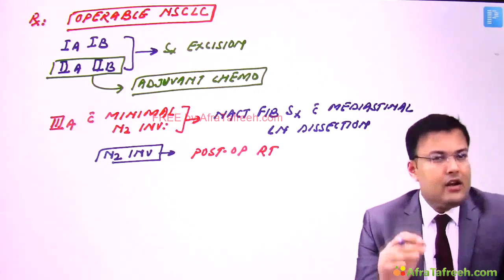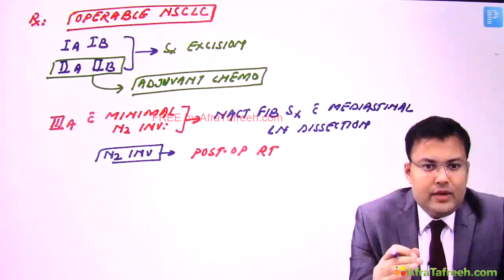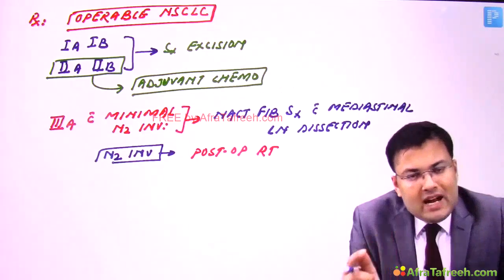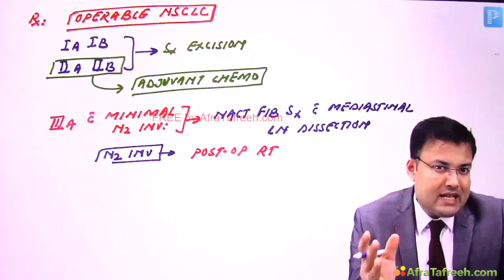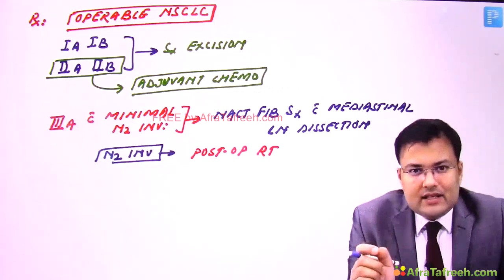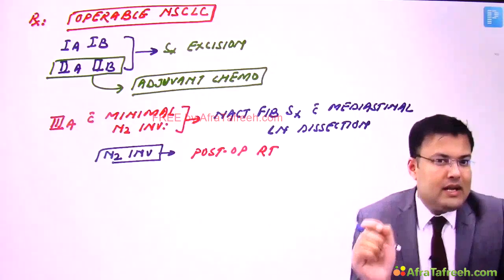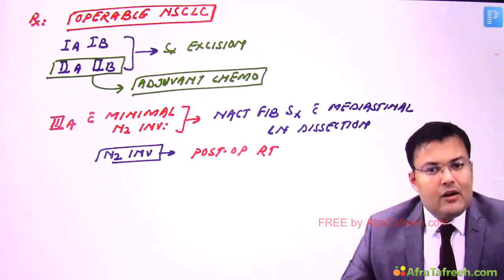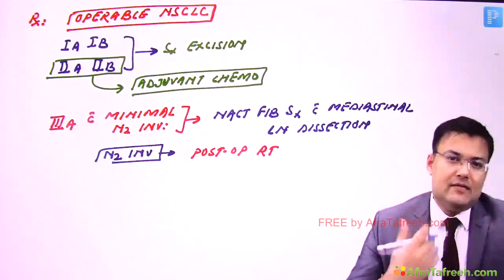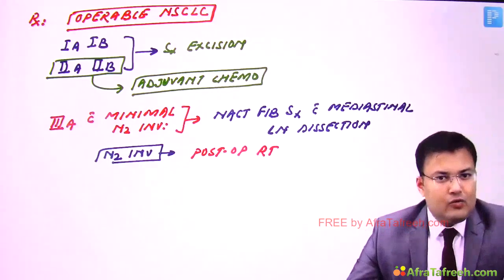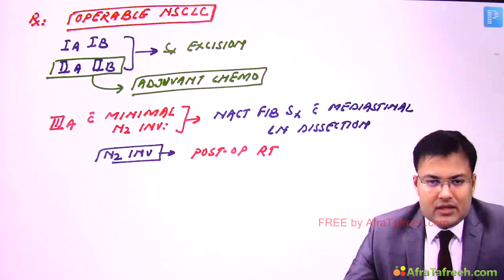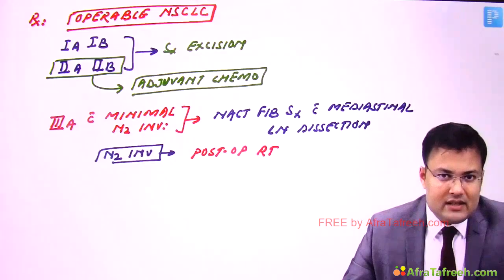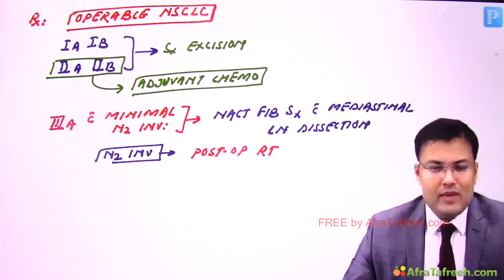So let's see again. For stage 1A, 1B, 2A, 2B, we go for surgical excision. If the stage is 2, we add chemotherapy in the post-operative period, that is adjuvant chemotherapy. And if the stage is 3A with minimal N2 involvement, neoadjuvant chemotherapy is given followed by surgery with complete mediastinal lymph node dissection. And if there is N2 involvement, then post-operative radiotherapy is also given. So these are operable cases of non-small cell lung cancer, and this is how we are going to manage.